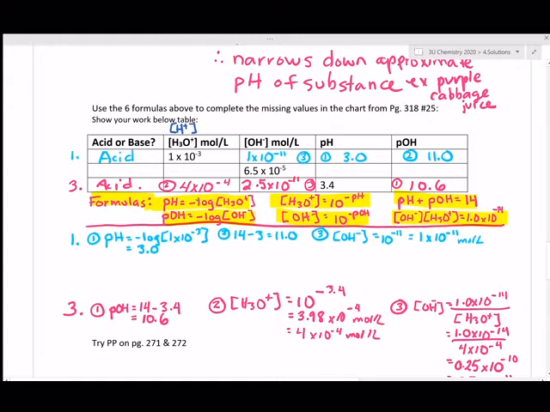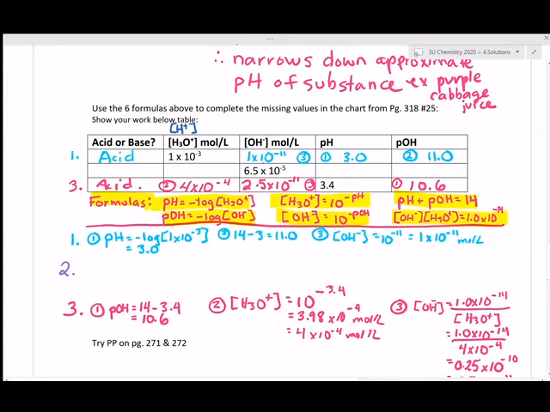So 1 times 10 to the negative 11. All right, so I thought we'd do the middle one together. Of course, to figure out that it's an acid, you look at the pH, which is probably the easiest, and if it's under 7, it's going to be an acid.